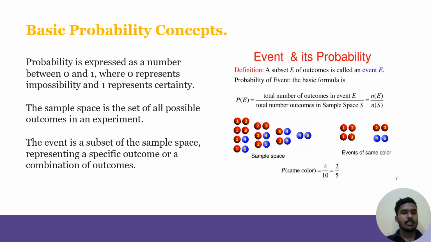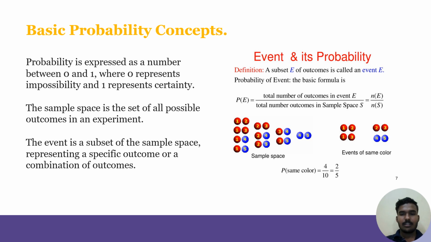Next one is basic probability concepts. Probability is expressed as a number between 0 and 1, where 0 represents impossibility and 1 represents certainty. The sample space is the set of possible outcomes in an experiment. An event is a subset of the sample space representing a specific outcome or a combination of outcomes. In this picture we can see event and its probability.